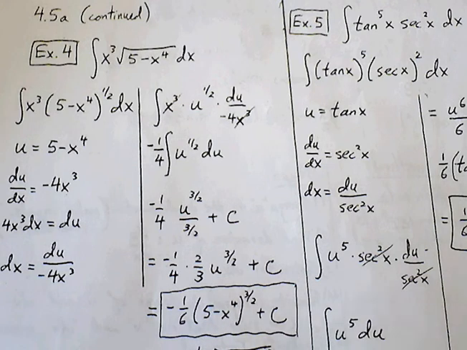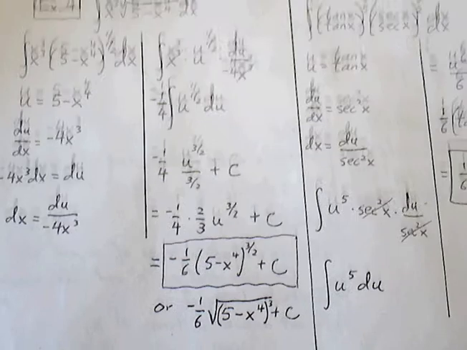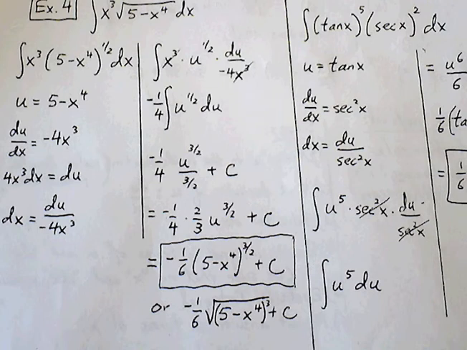And then finally, we're going to replace our u value back in terms of x. So negative 1/6, 5 minus x to the fourth raised to the 3/2 plus c. Or you can write it as a radical. So negative 1/6 square root of 5 minus x to the fourth cubed plus c.